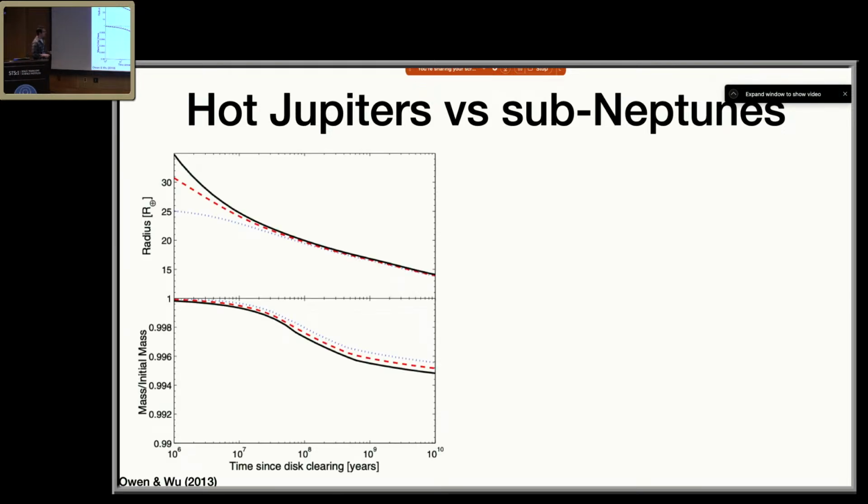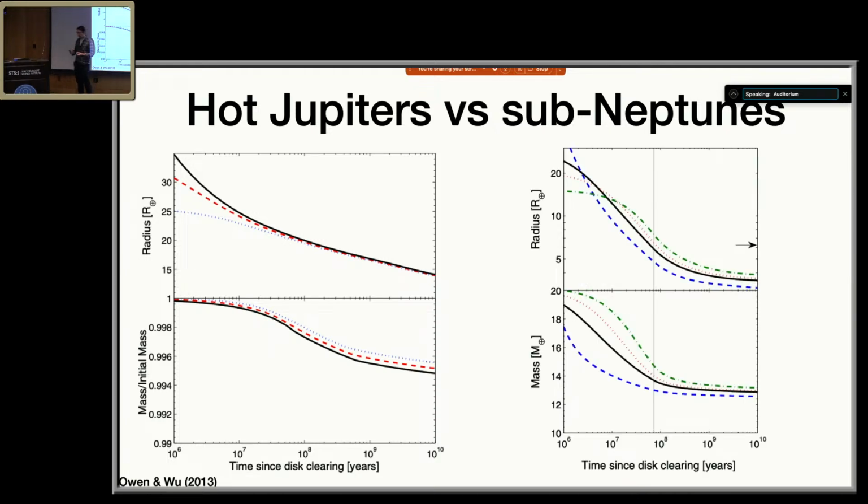Hot Jupiters, they're close to their stars, they're highly irradiated, they also lose mass, but they don't really change, right? There are two reasons for this. One, they have a lot of mass to start with, so you can afford to lose quite a bit. And the second is hot Jupiters have deep gravitational potential wells, so it's hard to drive efficient outflows.